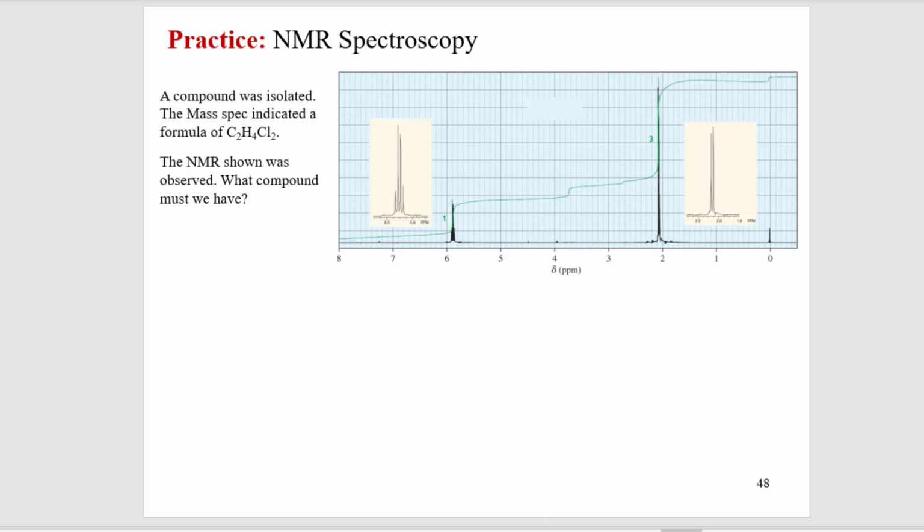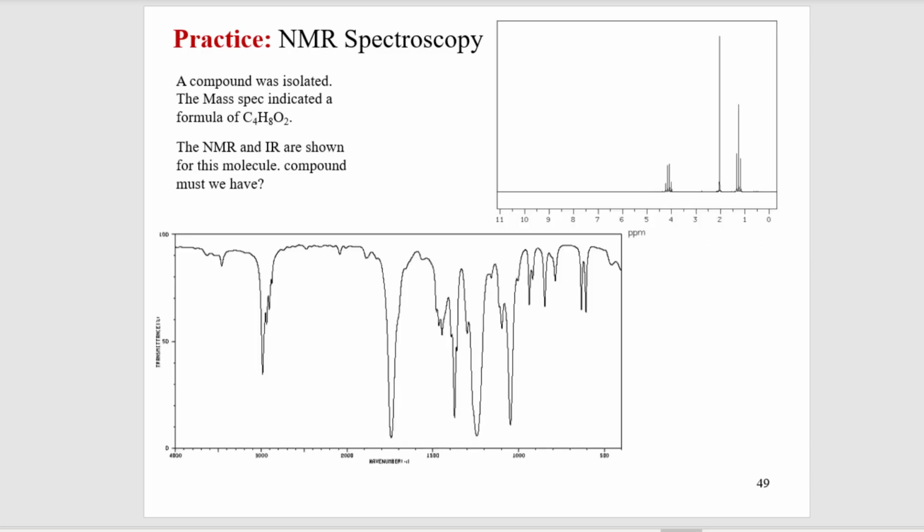Here's a C2H4Cl2 molecule. This is a great problem here. This is a C4H8O2 molecule. This one's tough. Start with your degrees of unsaturation, but I'm also giving you the IR. So this is going to help you understand what type of functional group the oxygen is in. And then you can use the NMR on the right, upper right, to put the pieces together.